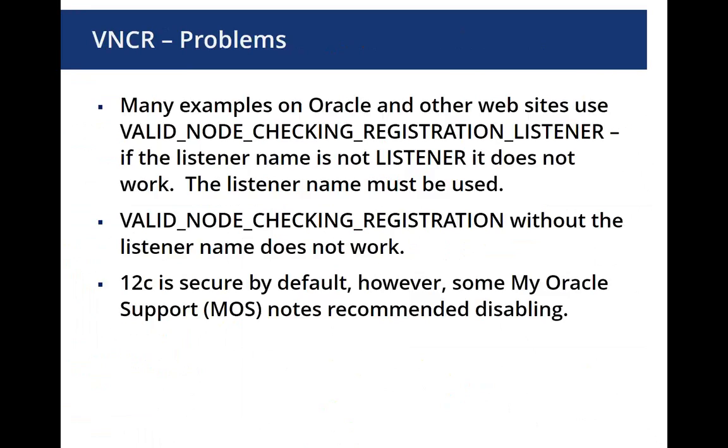There are a few problems that we run into consistently with VNCR. The first problem is the name of it: VALID_NODE_CHECKING_REGISTRATION underscore the listener name. So when we talk about this parameter, it is not just underscore LISTENER. If you go out on Google and search for valid node checking registration, you'll see a lot of examples out there, including some Oracle examples, that list the parameter name as VALID_NODE_CHECKING_REGISTRATION_LISTENER. The last part, underscore LISTENER, is really underscore listener name. So if your listener is named LISTENER, you're fine. It works. But if your listener is named PROD, you need VALID_NODE_CHECKING_REGISTRATION_PROD.